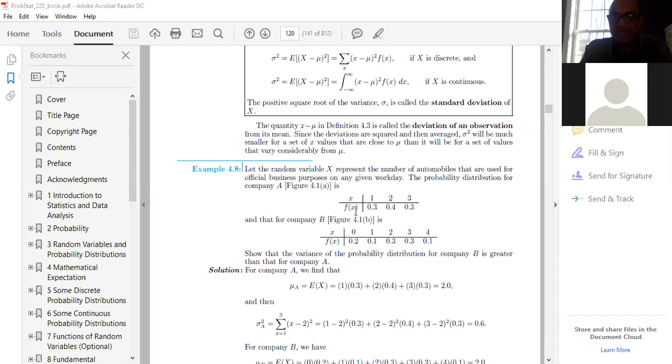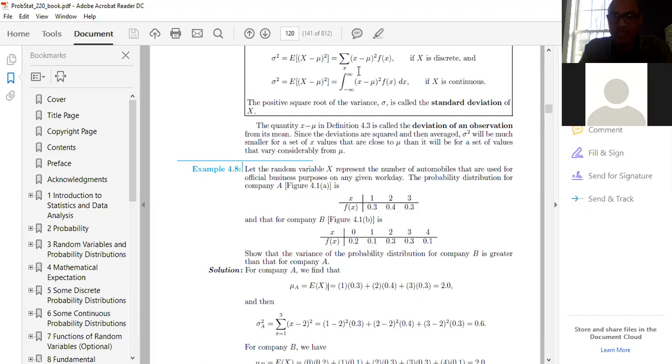So first, this formula, discrete case. Here the x values are 1, 2, 3. First of all, I need to find my mean, mu. Whenever I say mean, it is to be understood that we are talking about the expected value with respect to the random variable. That is given by the sum of x times f(x): 1 times 0.3, 2 times 0.4, 3 times 0.3, and that is nothing but 2. So my mean is equal to 2.